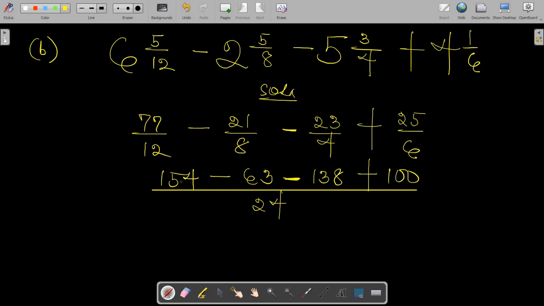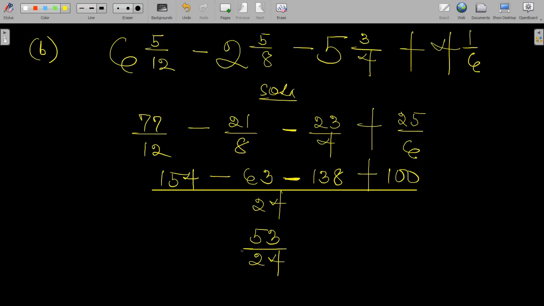Now let's move on. 154 minus 63 minus 138 plus 100. Please punch your calculator to avoid error. So we are going to have 53 divided by 24. And that is actually the value.